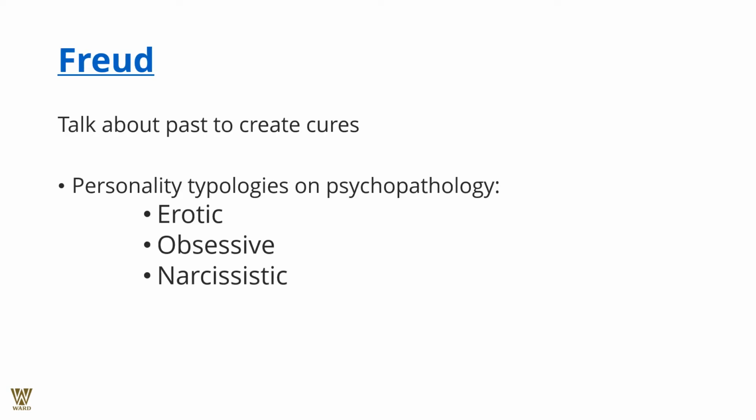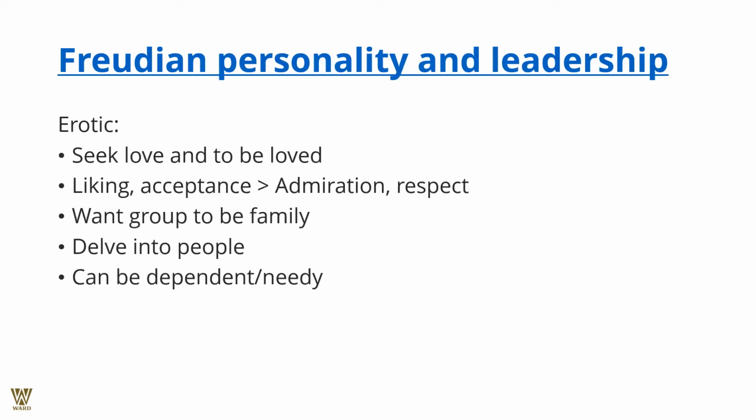Let me quote what Sigmund Freud has said. It talks about the past creating cures, as in a cause and effect relationship. For every effect, what are the causes around it? What are the underlying streams that have been flowing around it? So the personality typologies or psychopathologies are erotic, obsessive, and narcissistic. So there are three things that we talk about: erotics, obsessions, and narcissism, or eroticism, obsessivism, and narcissism. That is what Sigmund Freud said. We will discuss these three topics in the subsequent three slides.